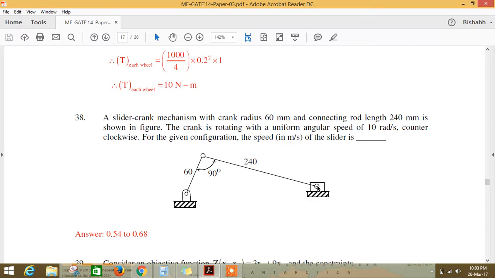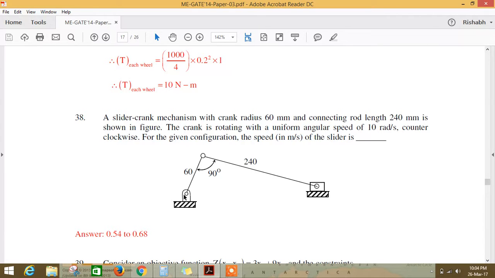You can easily resolve that 0.6 meter per second in two directions, parallel to the slider and perpendicular to the slider. You should know the angle at which to resolve. You can easily find the angle, which is tan inverse of 60 by 240, around 14 degrees. Just resolve 0.6 into cos of 14 degrees, and you will get around 0.58. The range is given as 0.54 to 0.66, so that is the answer.